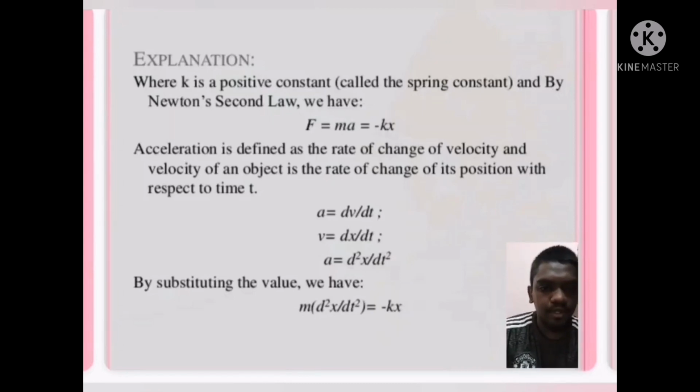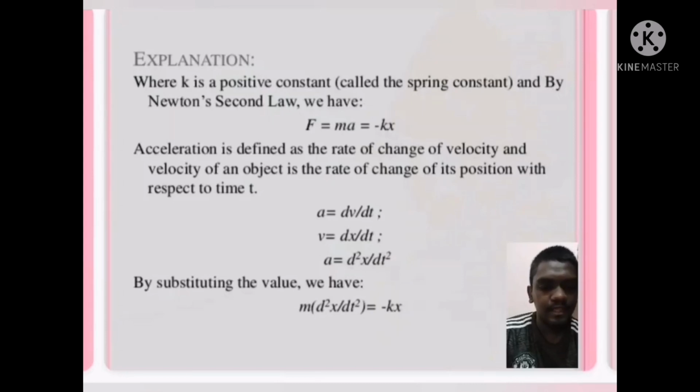When we compare it with Newton's second law, F equals ma equals negative kx. a is acceleration, which is the rate of change of velocity, and velocity is the rate of change of position with respect to time. So the acceleration formula is dv/dt, velocity changing over time, and the velocity formula is dx/dt. So acceleration can also be written as d squared x over dt squared.